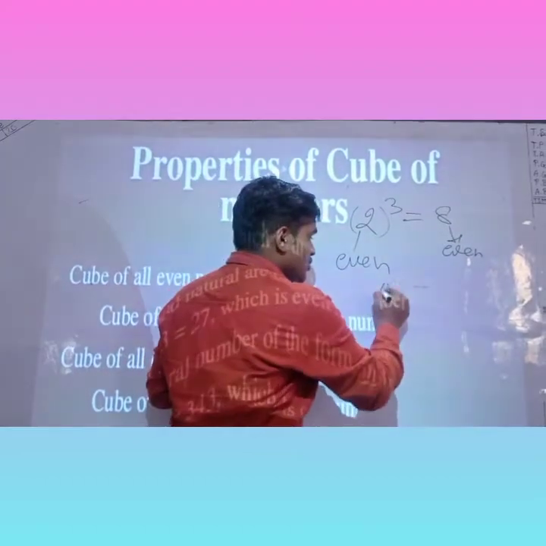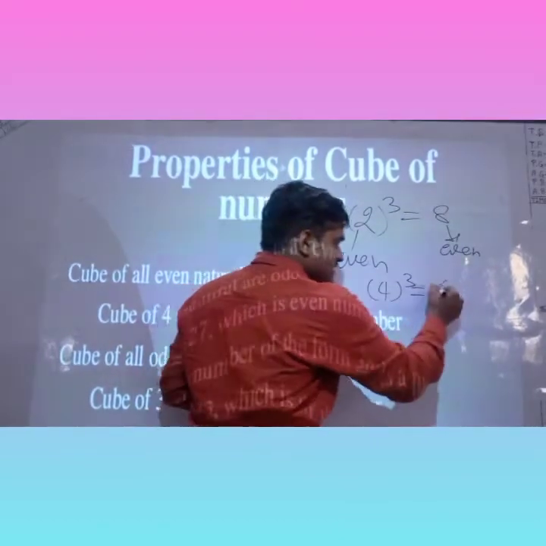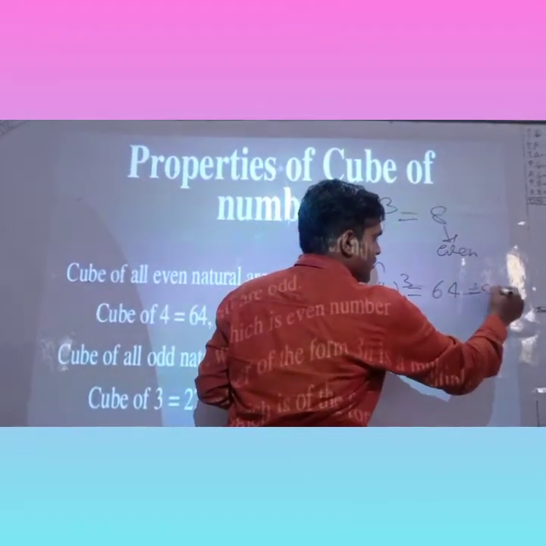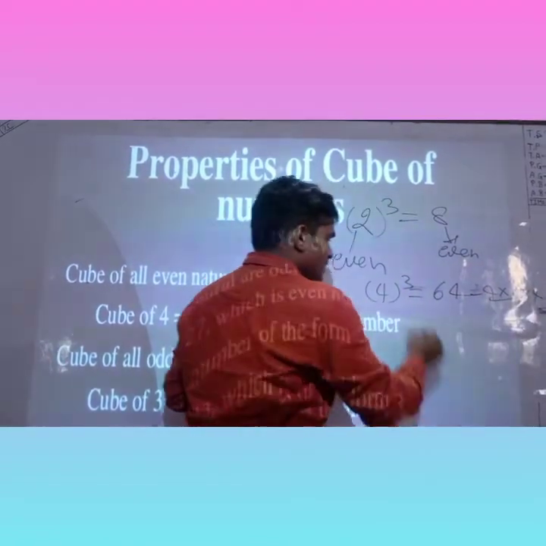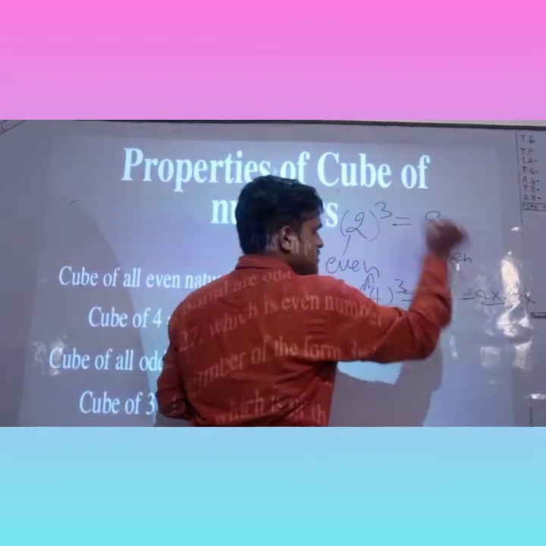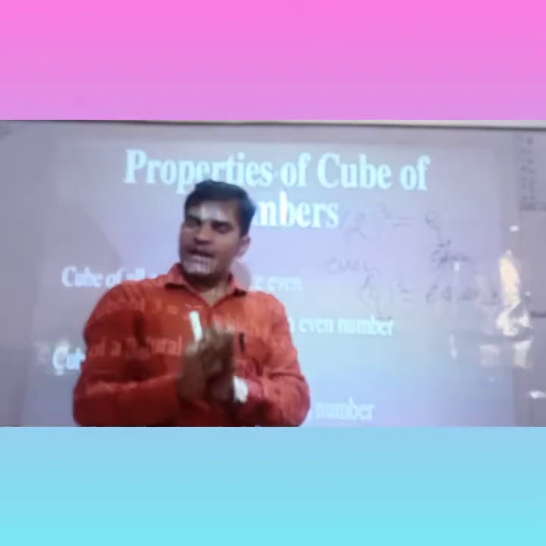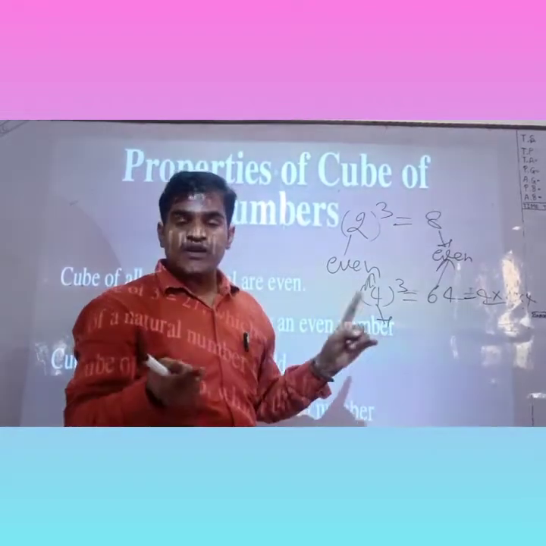Like that, cube of 4. 4 into 4 into 4 is 64. 4 is even, and 64 is also even. So children, the cube of an even number is always even and the cube of an odd number is always odd.